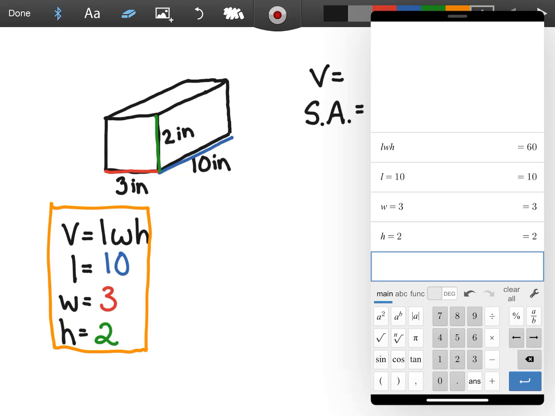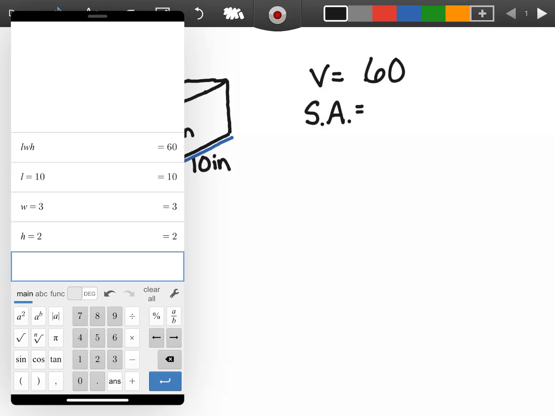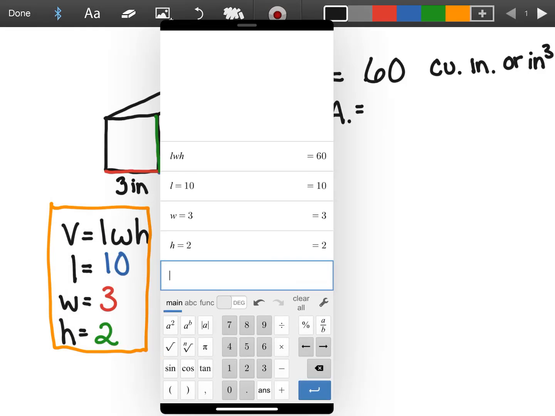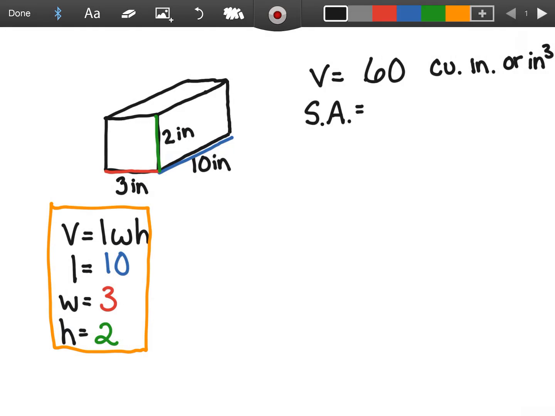Enter. So if we go back to the top where we have our original expression, the volume is equal to 60. Now volume is always in cubic units, so we could write this two ways. We could say cubic inches, or we could say inches cubed. You may see it either way.